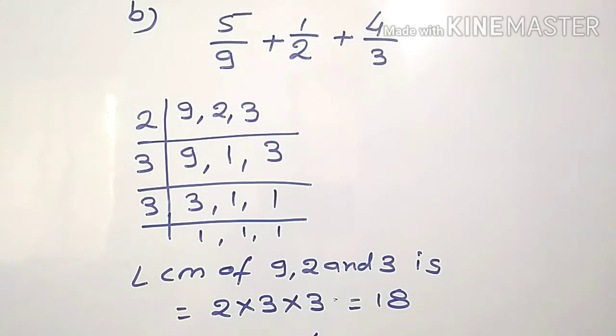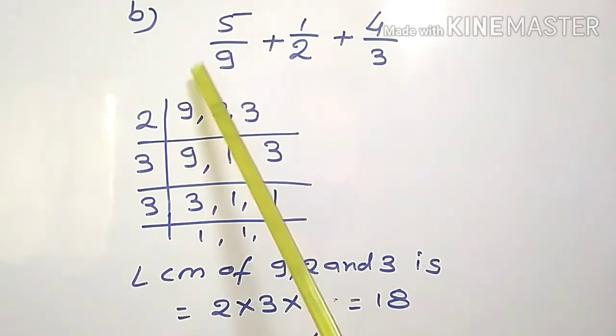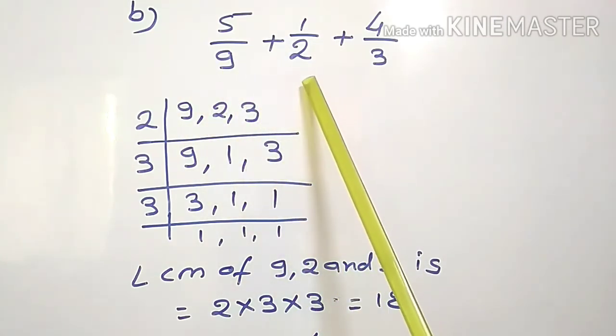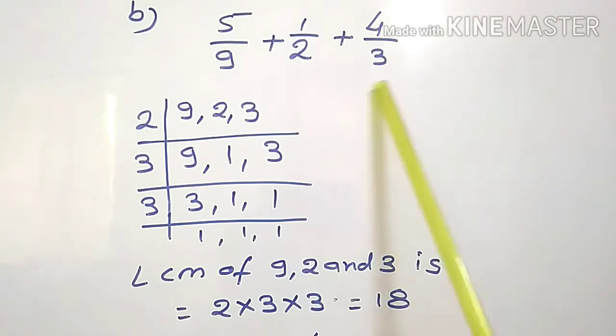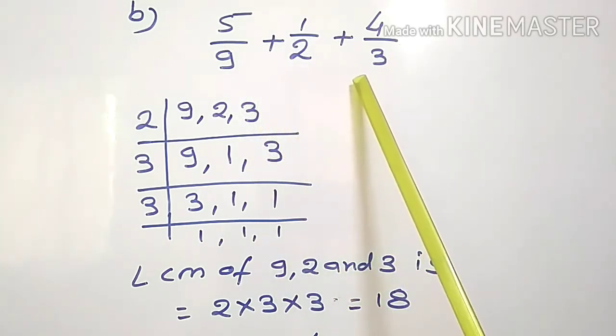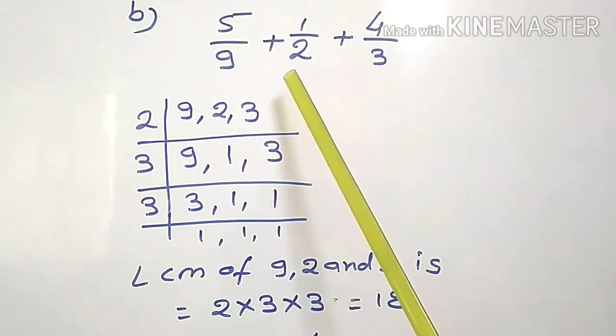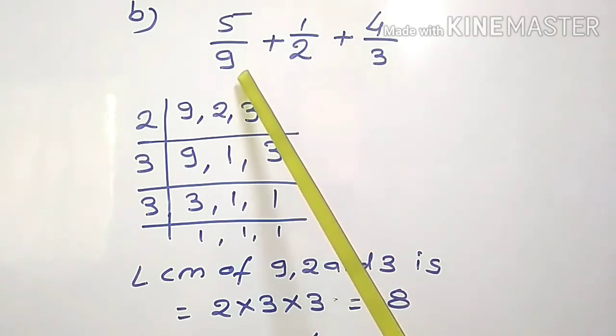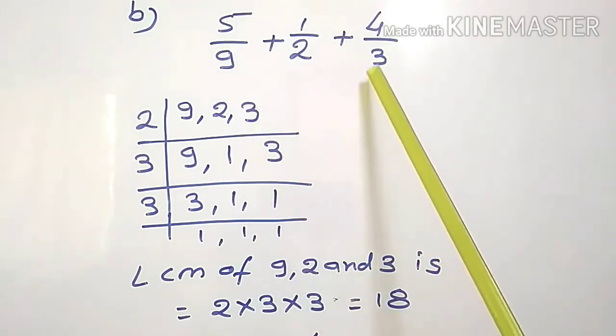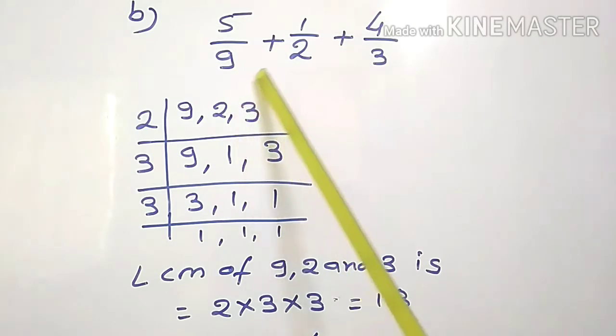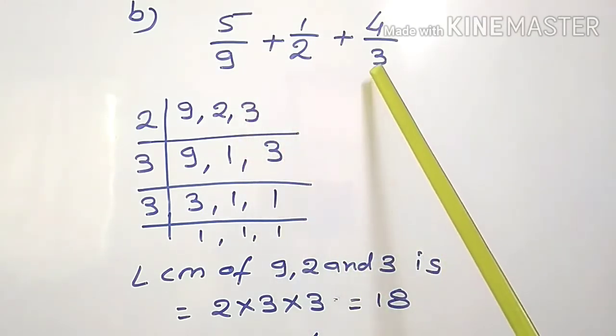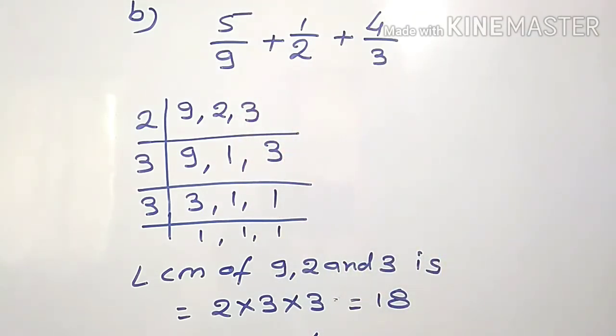Question number B. Add 5 by 9 plus 1 by 2 plus 4 by 3. These three fractions are unlike fractions. So first we take the LCM of the denominators and make the denominator of all these fractions equal to that LCM.